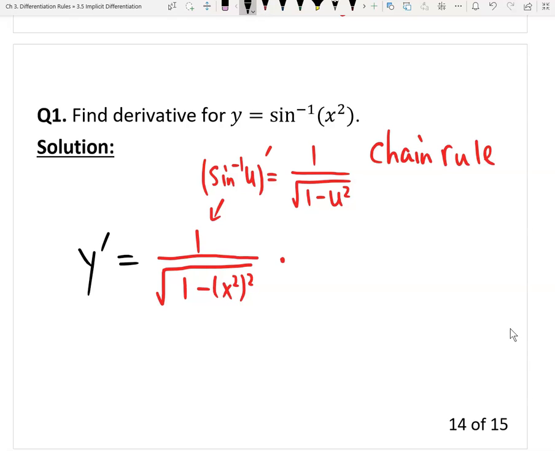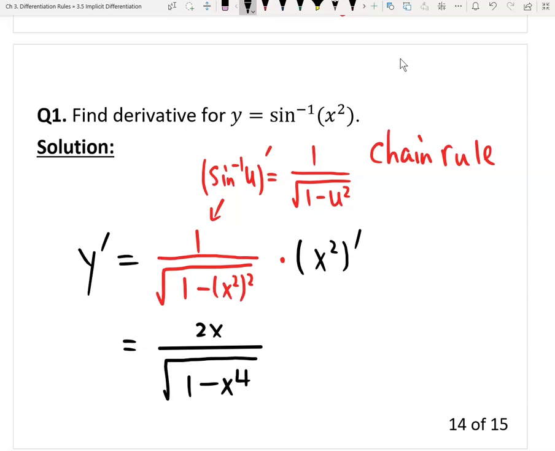And what is the inner? The inner is, of course, x squared. Take a derivative. I wrote this one more step and then simplify, right? So 2x: x with the second power, take a derivative, is 2x. I'll put the 2x on the top. Can you see? The top is 2x. The bottom is the square root of 1 minus x raised to the 4th power, right?